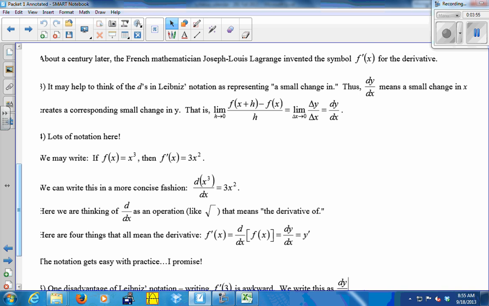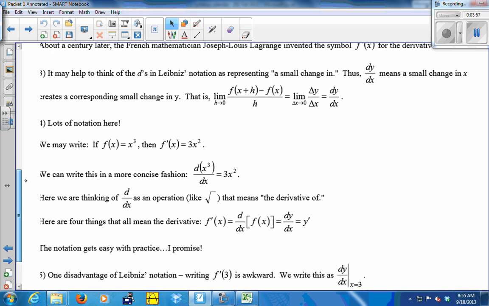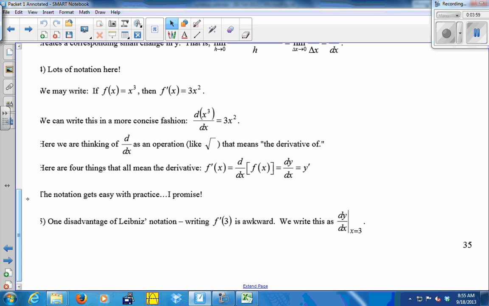So lots of notation. We may write that if f of x is x cubed, then f prime of x is 3x squared. You remember the power rule that we introduced a couple days ago? If you take the derivative, you bring the exponent down in front, so that 3 is down in front, and you reduce the exponent by 1, so it becomes 3x squared. And that's how we would write it with the Lagrange notation, with the f prime notation.